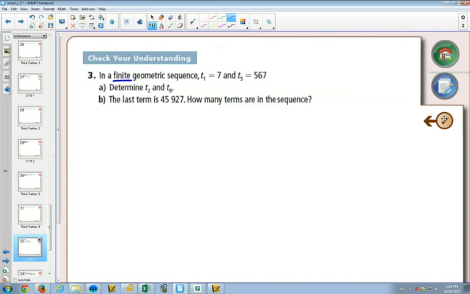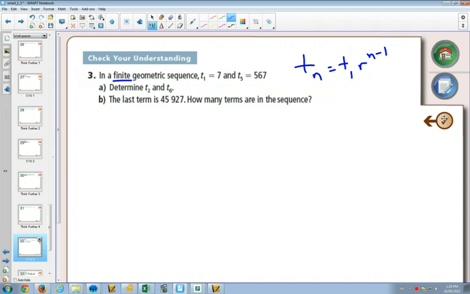45,927. We know what term 1 is, and we know what term 5 is. We need to find term 2 and term 6. And so far, we know that we can use this formula because it's a geometric sequence. So that's the information that we're given. And we know term 1 and term 5.